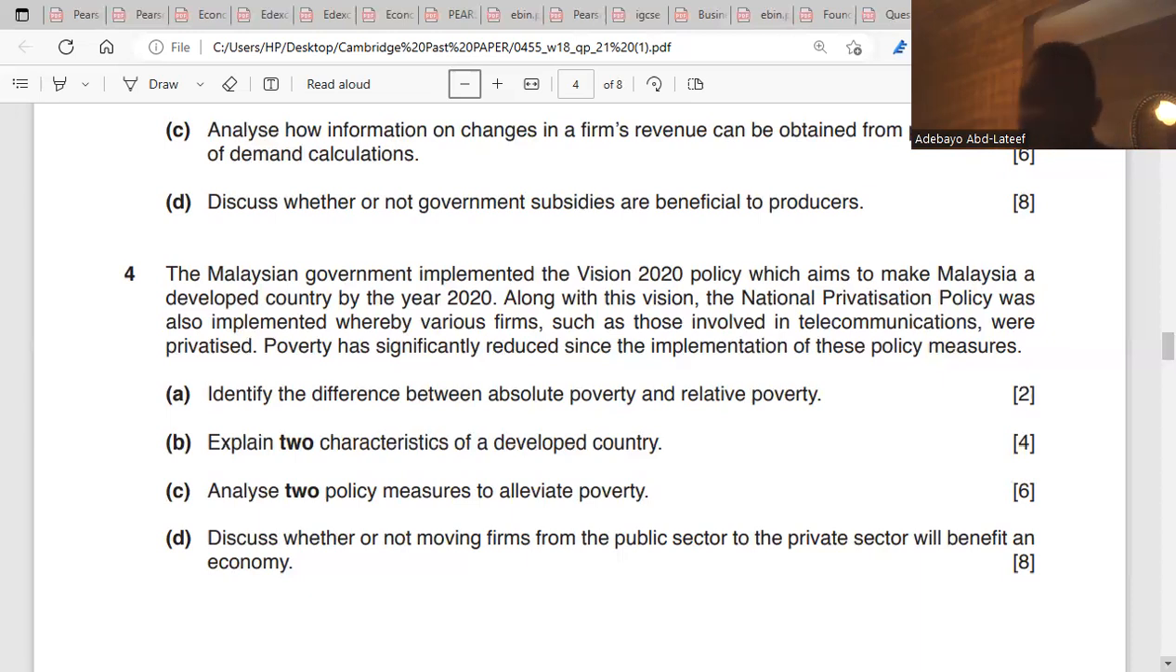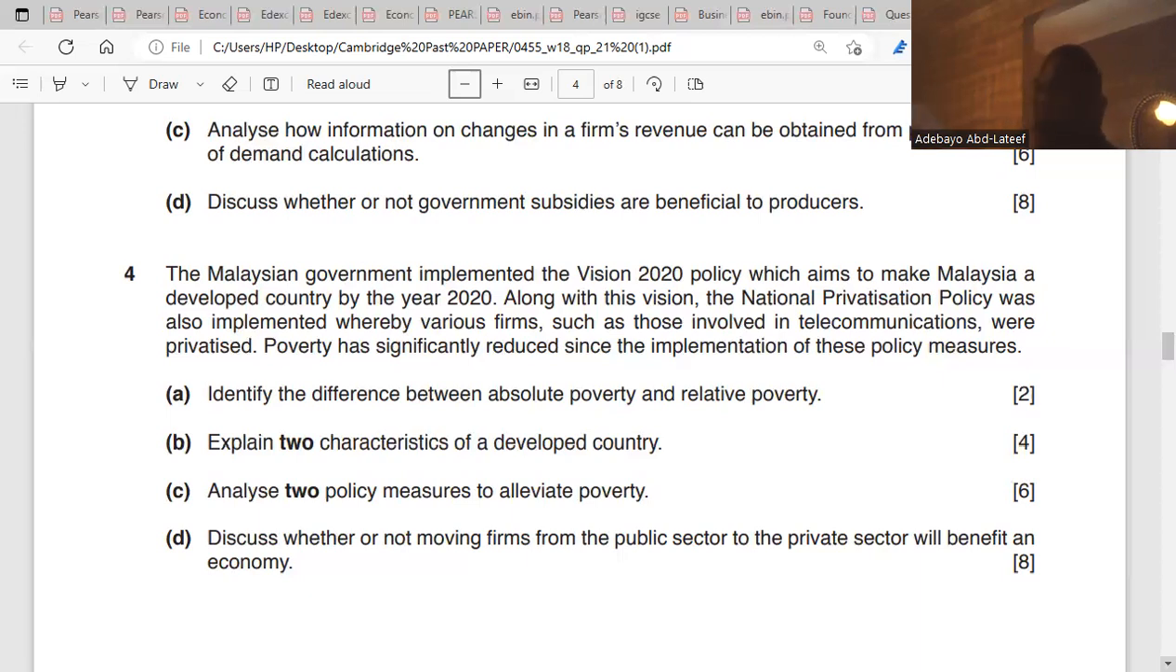Increasing demand for their products will mean that their revenue will rise. They will be able to operate on a large scale. And operating on a larger scale means that what? You enjoy economies of scale, a reduction in the average cost of production. Is it clear? Any question about that? So go to question 4.